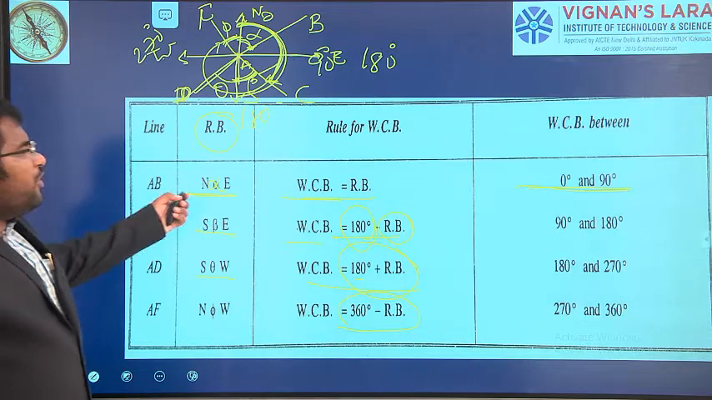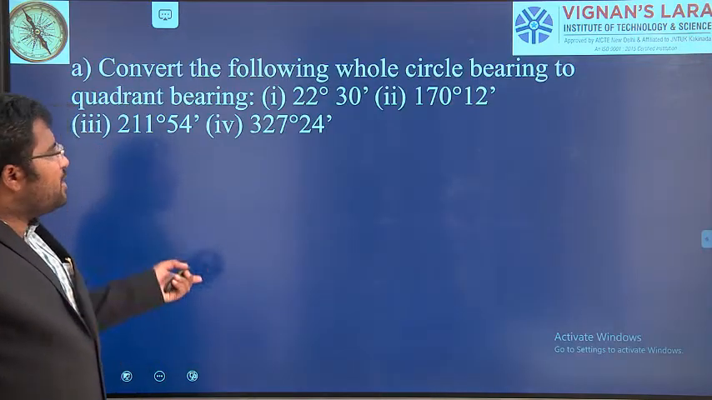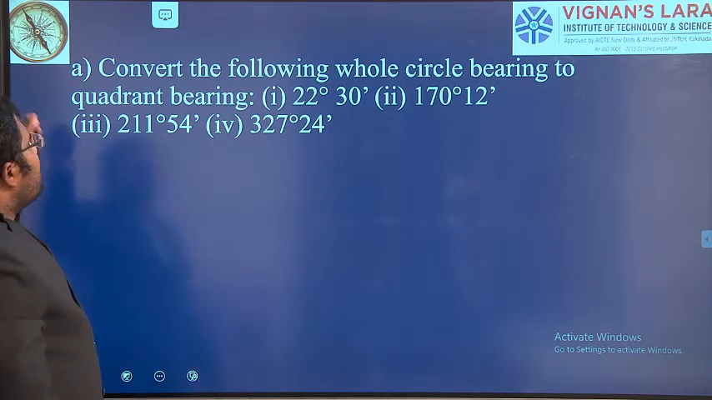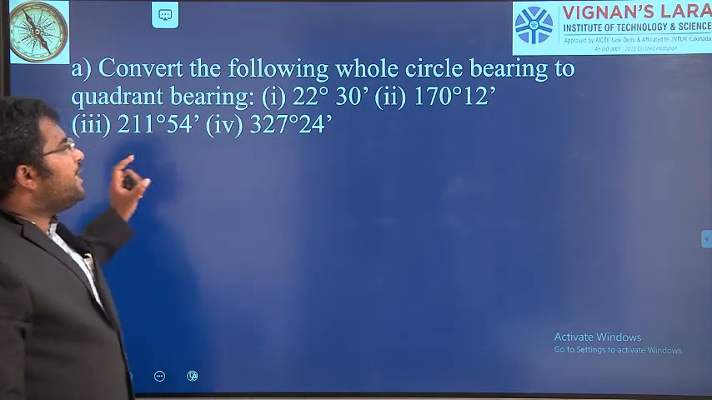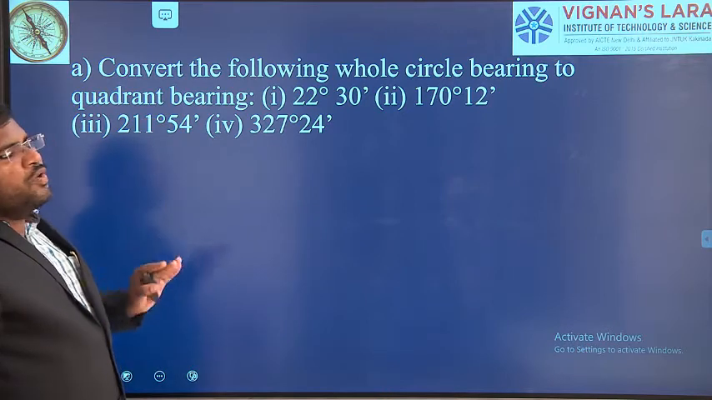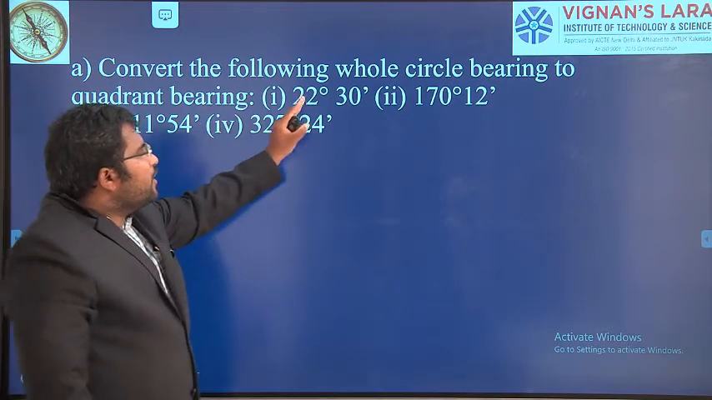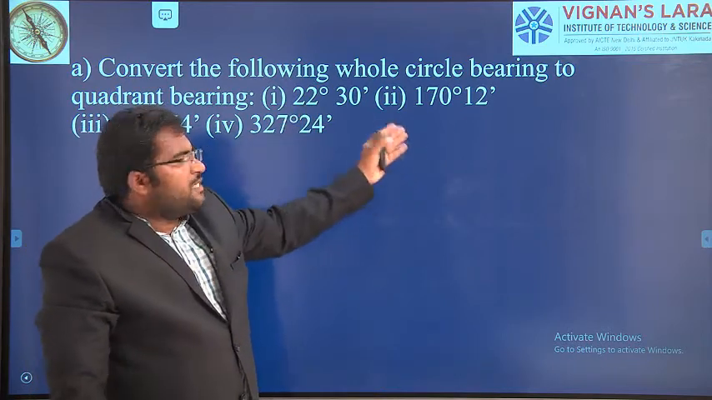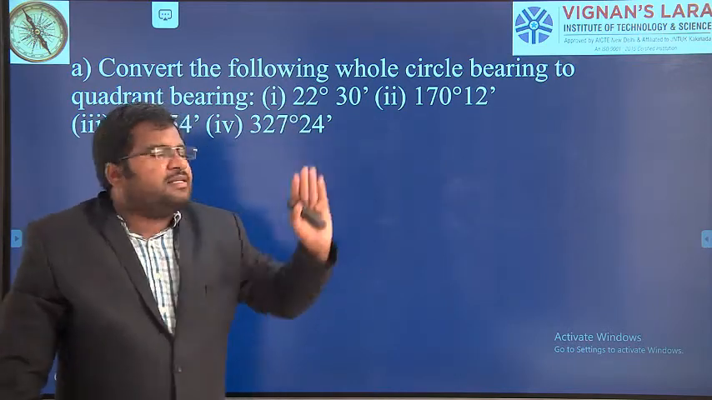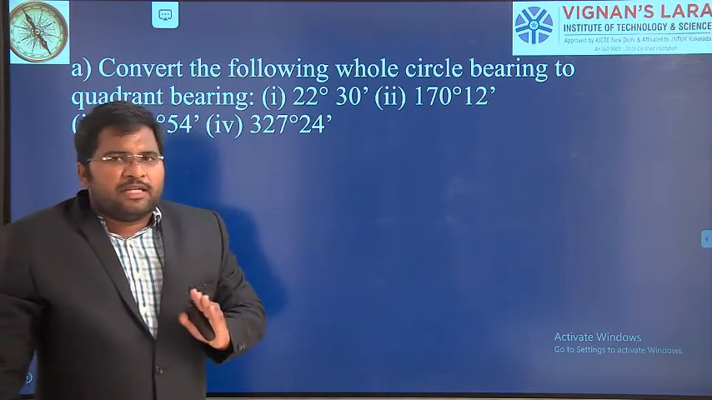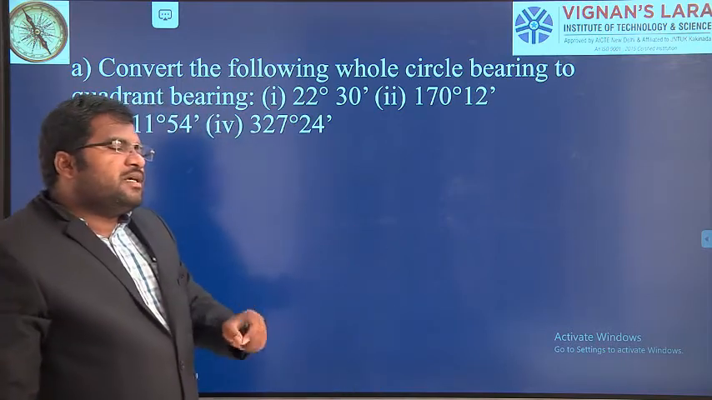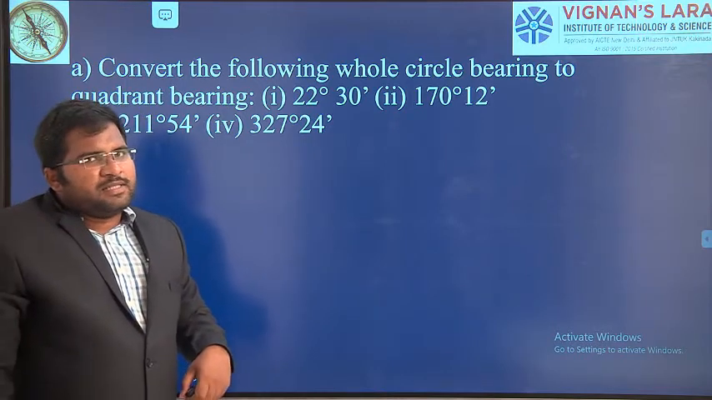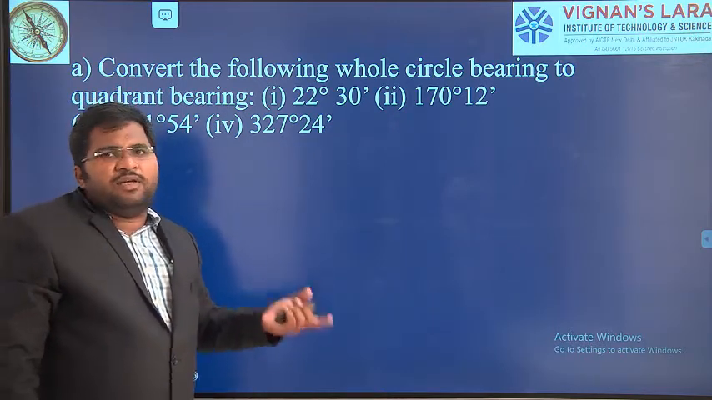Okay, so now we are going to solve a problem so that we will understand the things very clearly. Here, convert the following whole circle bearings into quadrantal bearings. Now he gave, without giving the representation of north, east and west, simply an angle. This is the representation for whole circle bearing. Now he is asking us to convert these whole circle bearings into the quadrantal bearing system. That means with respect to north or south, at what angle it lies.